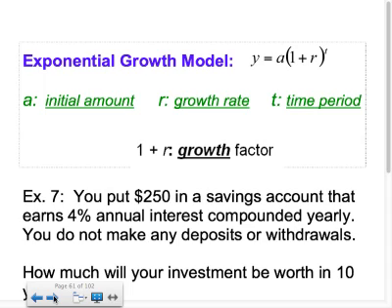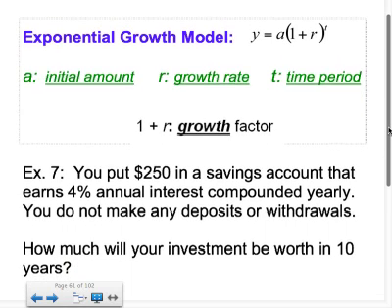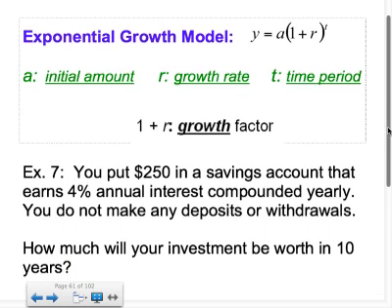Okay, now we're going to look at an exponential growth model. So before we were just looking at functions, this is a model that we use with money in finances. The exponential growth model is y equals a times (1 plus r) to the t power. A is the initial amount that you invest. R is the growth rate. T is how long you put this thing in for. How long are you investing it for? And then 1 plus r is the growth factor.